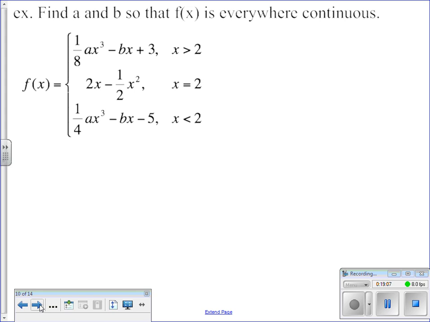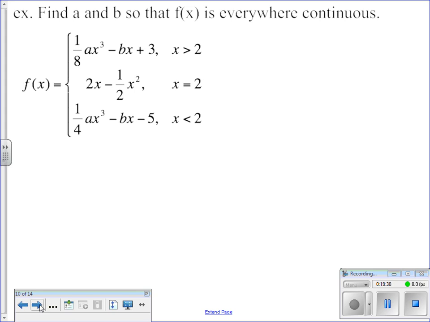In order for it to be continuous everywhere, basically at 2 is the only place we have to worry about. Why do we only have to worry about 2? Because that's a polynomial, and that's a polynomial, and polynomials are continuous everywhere. You will love polynomials because they fit almost every single thing we ever want to talk about without having to worry about it.